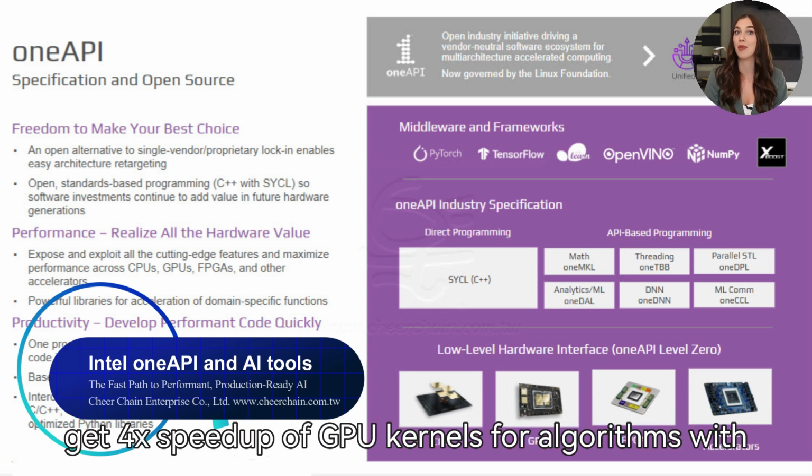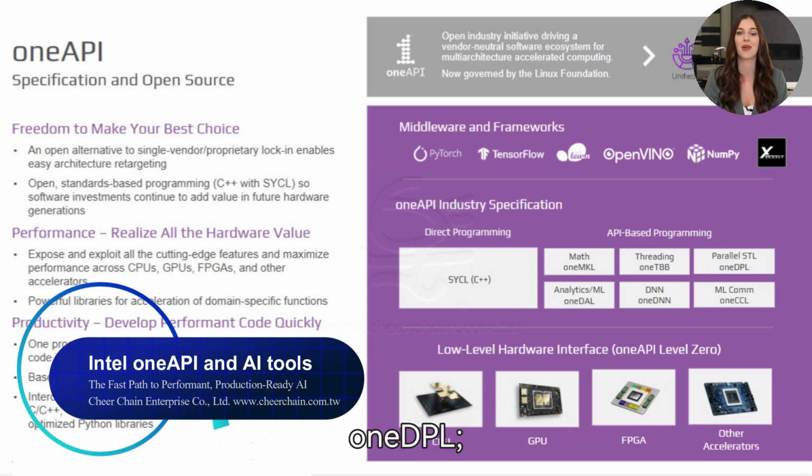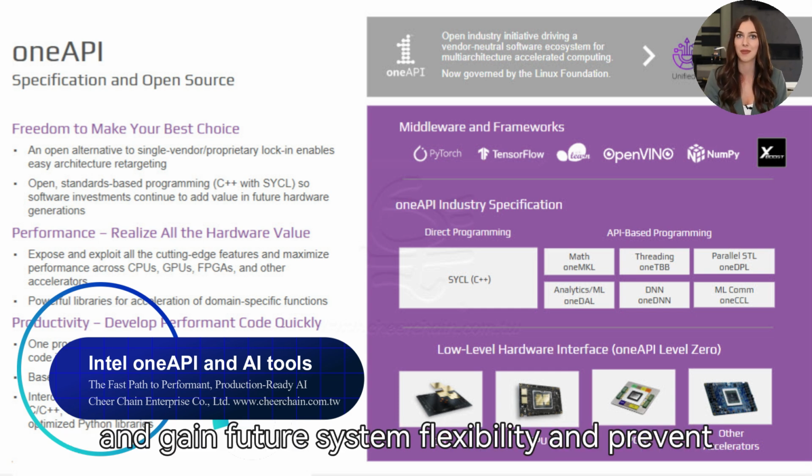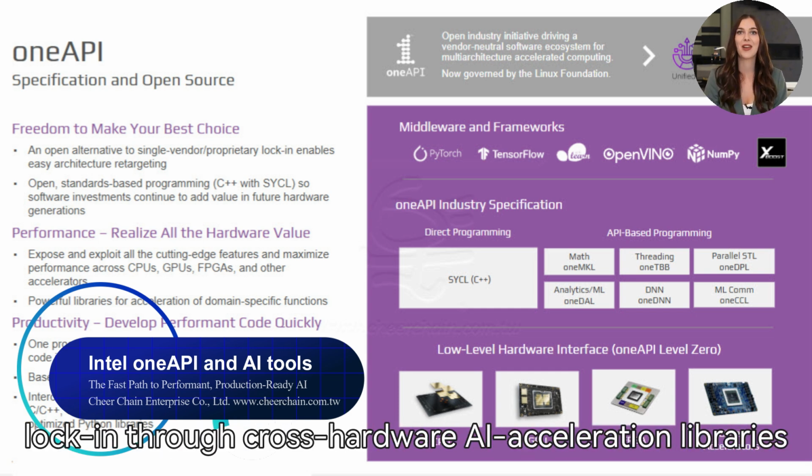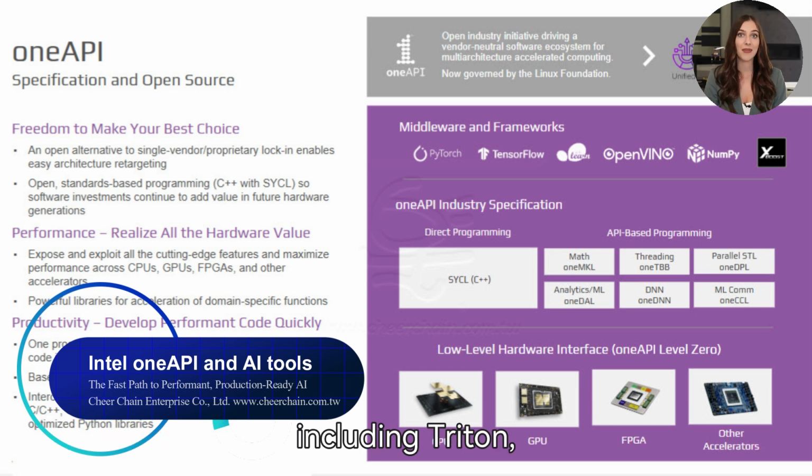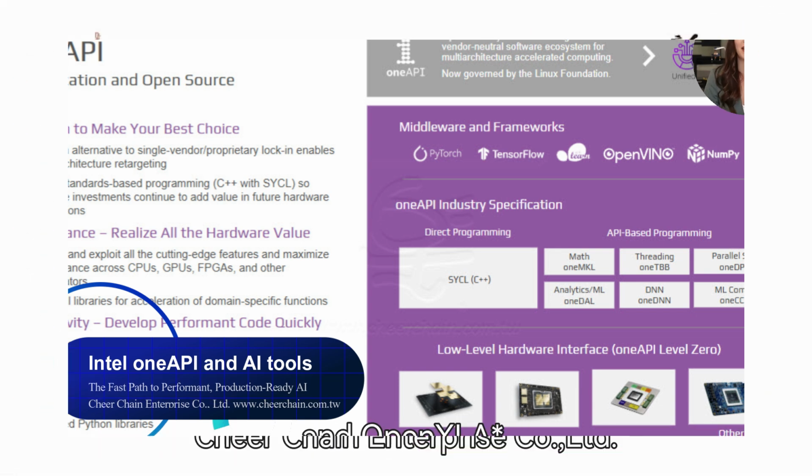Get 4x speedup of GPU kernels for algorithms with oneDPL and gain future system flexibility and prevent lock-in through cross-hardware AI acceleration libraries, including Triton, JAX, and OpenXLA.